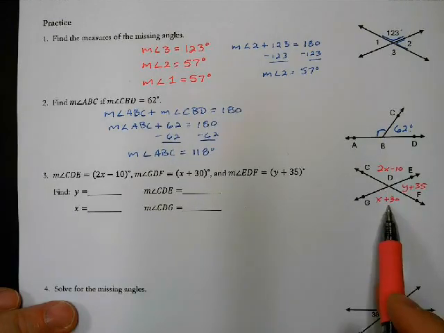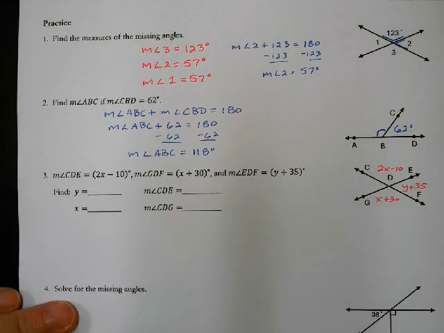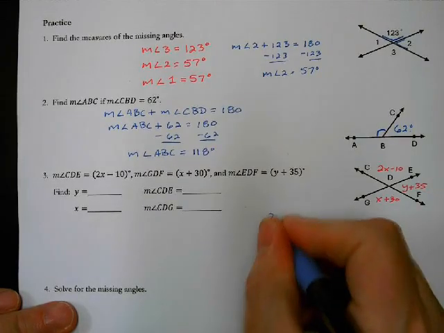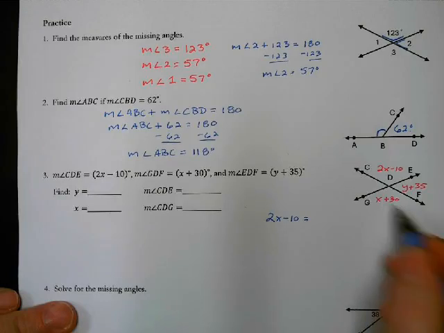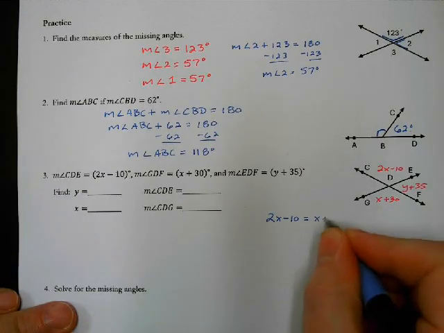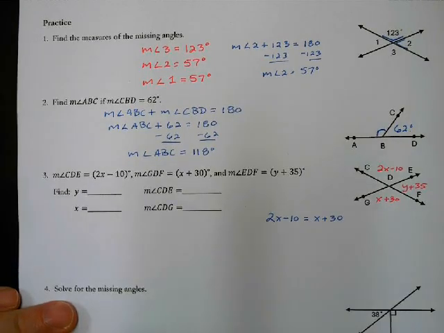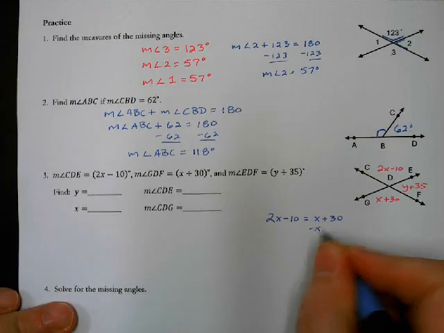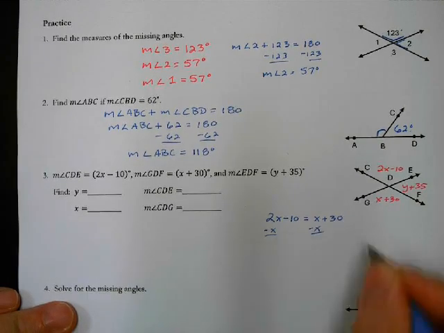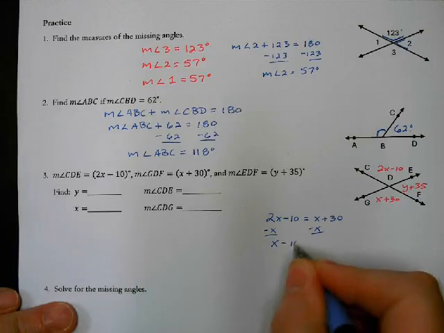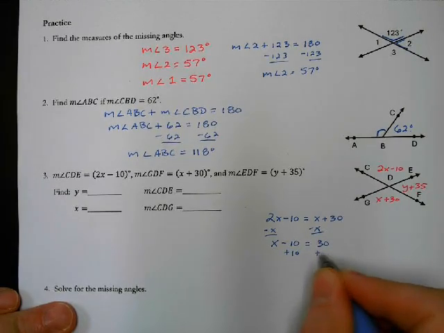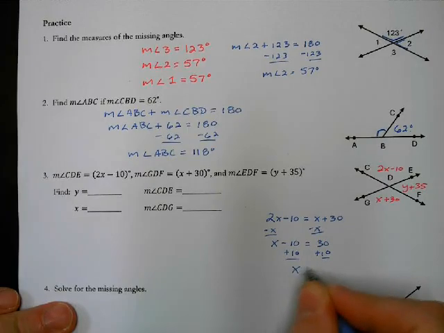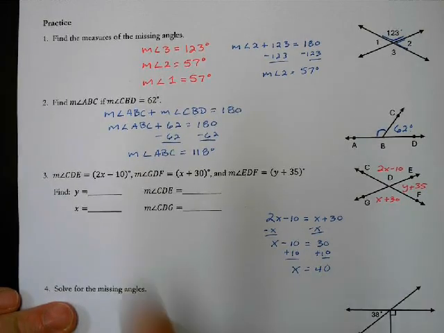So that's my first equation I'm going to write. 2x minus 10 is equal to x plus 30. Now we just have to solve it. I'll balance by subtracting x from both sides. I get x minus 10 is equal to 30. Then I'll add 10 to both sides. X equals 40. I got my first answer. X is 40.